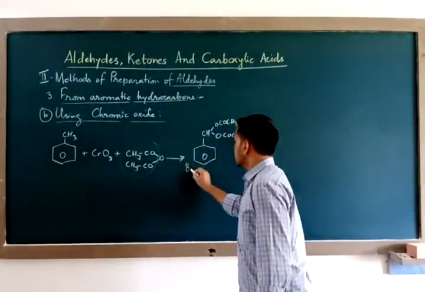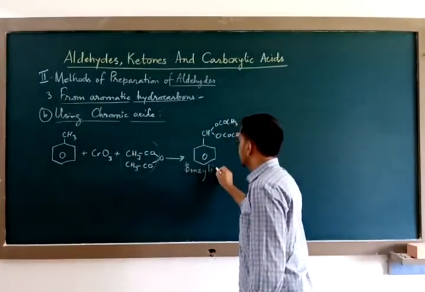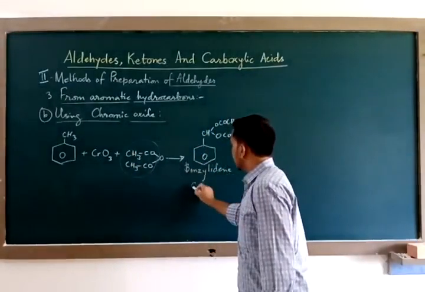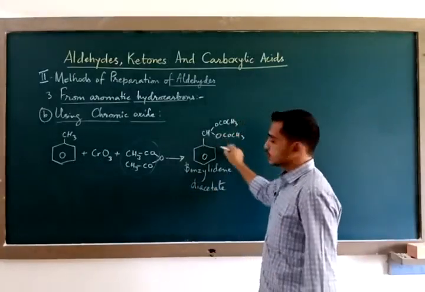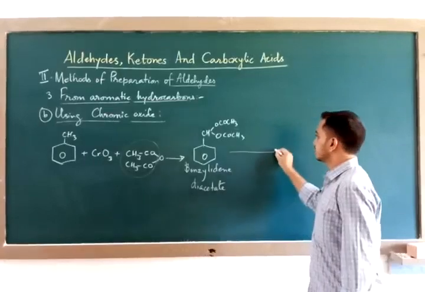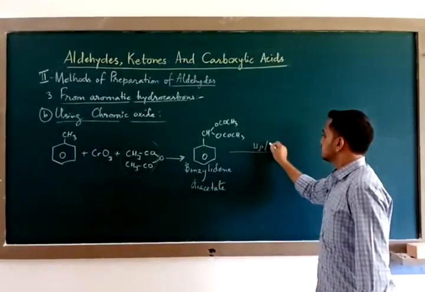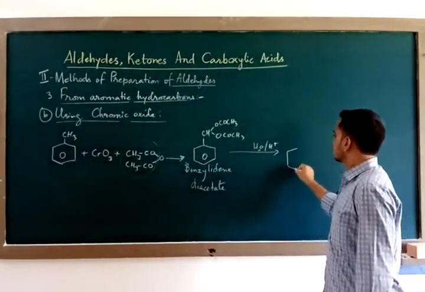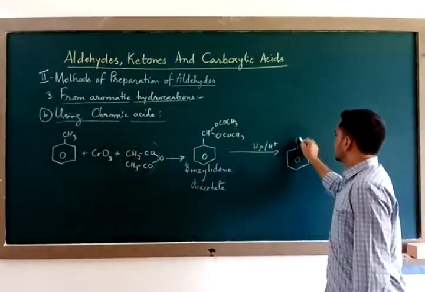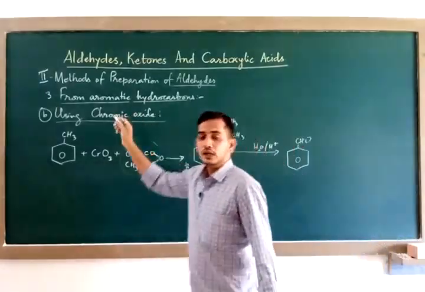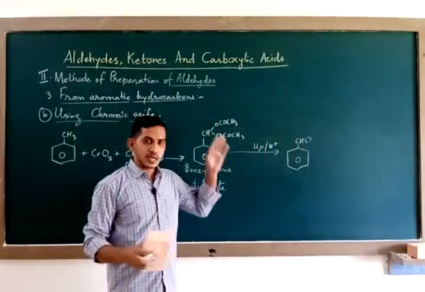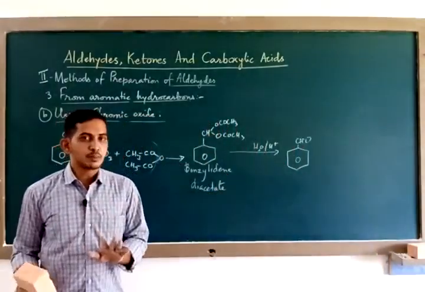This compound is called benzylidene diacetate, because two acetyl groups are attached, therefore benzylidene diacetate, whose hydrolysis gives you benzaldehyde. You need not worry about the byproducts in these reactions. Which reactions? From aromatic hydrocarbons, whichever reactions follow here, you need not remember the byproducts.